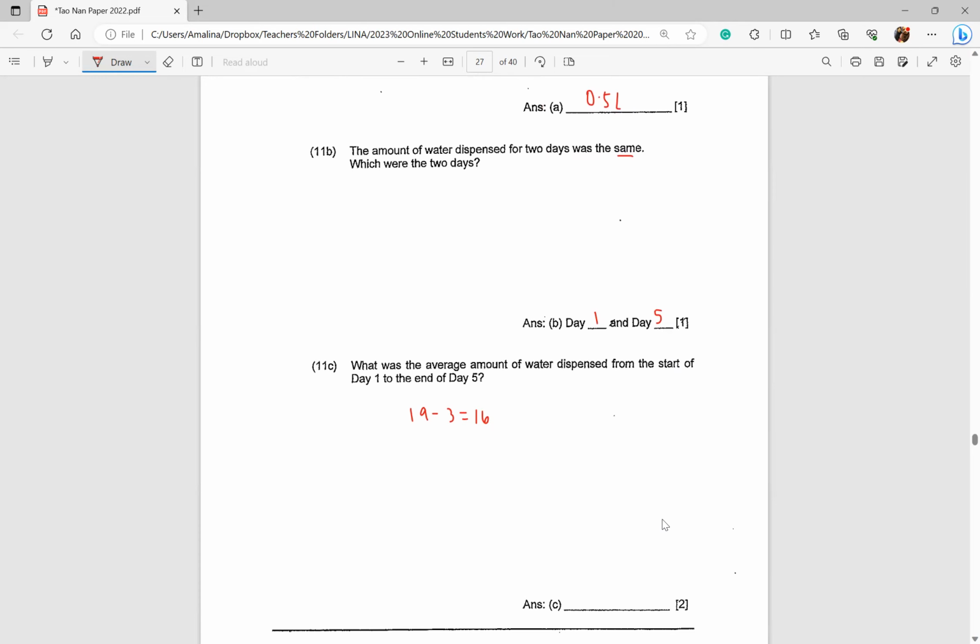So if I want to find my average, I will take 16 divide by 5. I get my 3.2 liters. Okay?